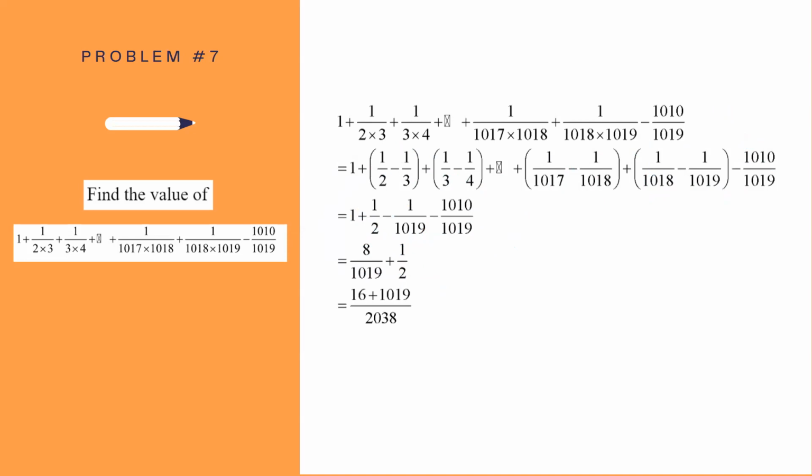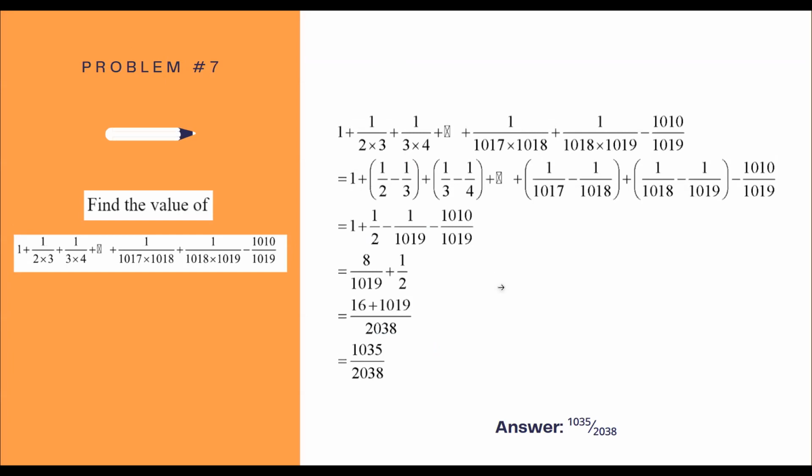If we evaluate again, we have 16 plus 1019, so the answer will be 1035 over 2038. Do you have any question? Yes, the answer is 1035 over 2038. If there's any simplified form, you can also write that one, but I think this one doesn't have any simplified form.